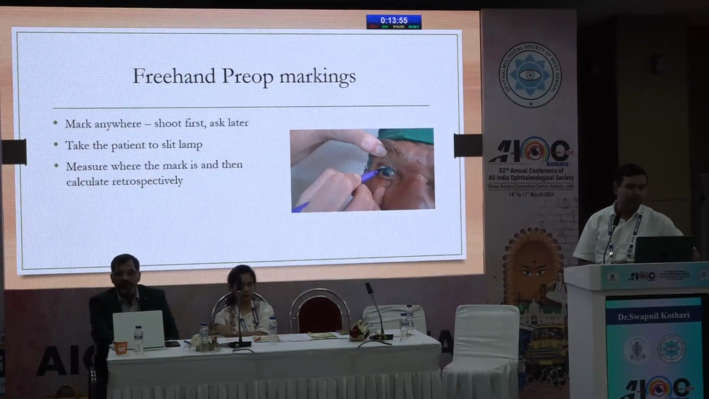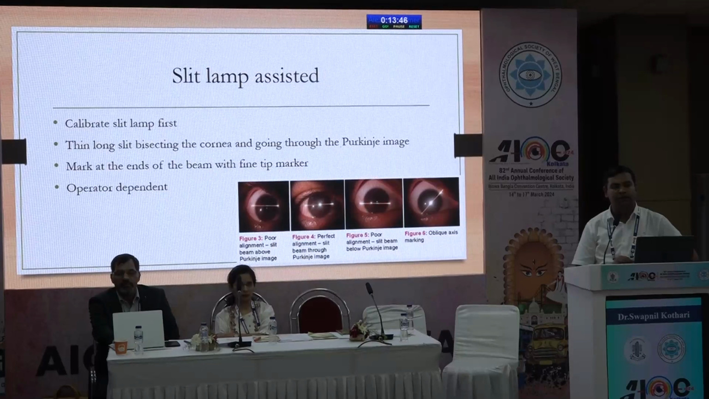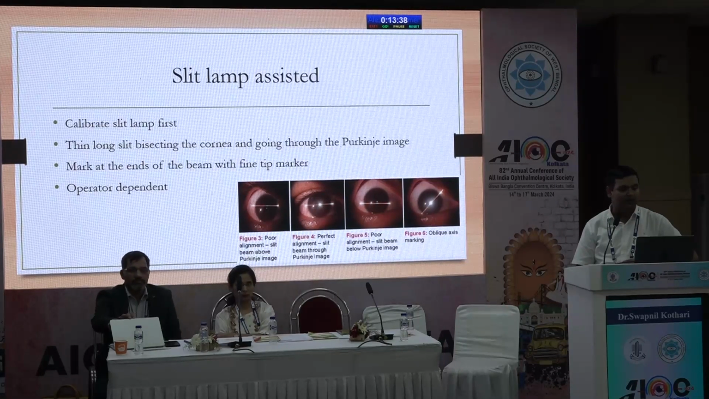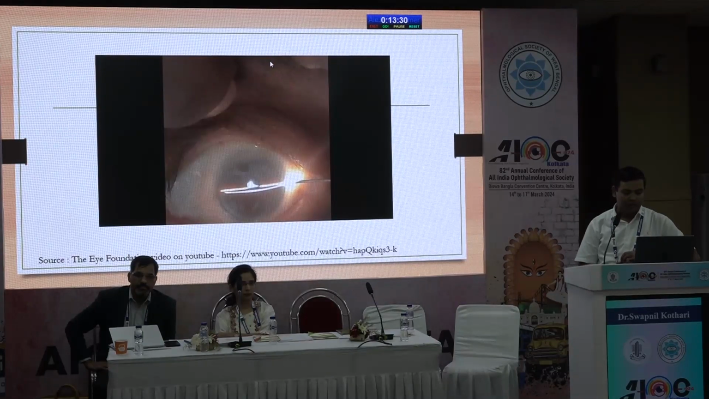and from there you recursively calculate where your toric IOL is supposed to go. Second is slit lamp assisted marking. This is a marking which you want to do when you want to mark everything preoperatively, where your incision is supposed to go, where your toric IOL is supposed to go. So in this you can use our normal slit lamp at a very thin long slit. The slit should be bisecting the cornea and it should be going through the first Purkinje image, for it to be useful.